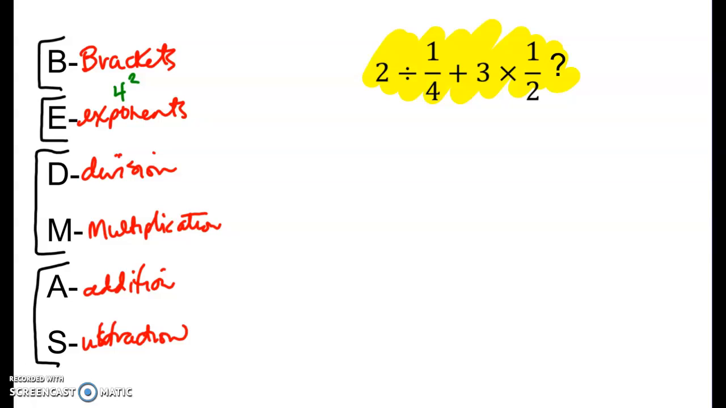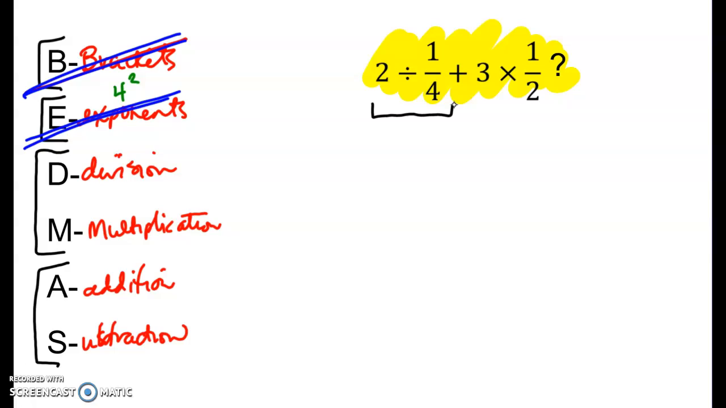Now, a strategy that we are going to use in grade 8 is to underline the operation that we're currently working on. So first, there are no brackets, so we don't have to worry about the brackets. Maybe I'll grab a different color. There are no exponents, so we don't have to worry about that. Next we go to division and multiplication. And we can see in the question that division comes first, that's here, so we're going to do that first.